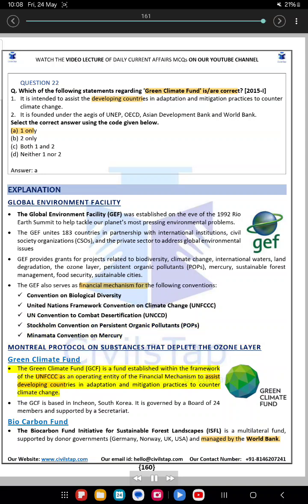Green Climate Fund. The Green Climate Fund, GCF, is a fund established within the framework of the UNFCCC as an operating entity of the financial mechanism to assist developing countries in adaptation and mitigation practices to counter climate change. The GCF is based in Incheon, South Korea. It is governed by a board of 24 members and supported by a secretariat.